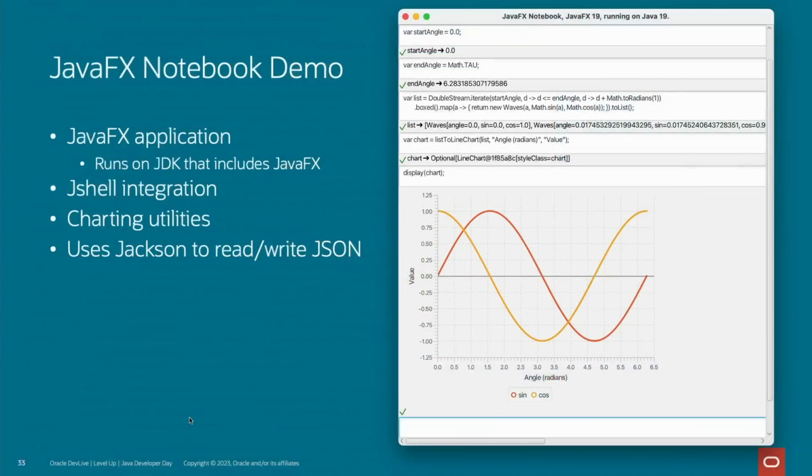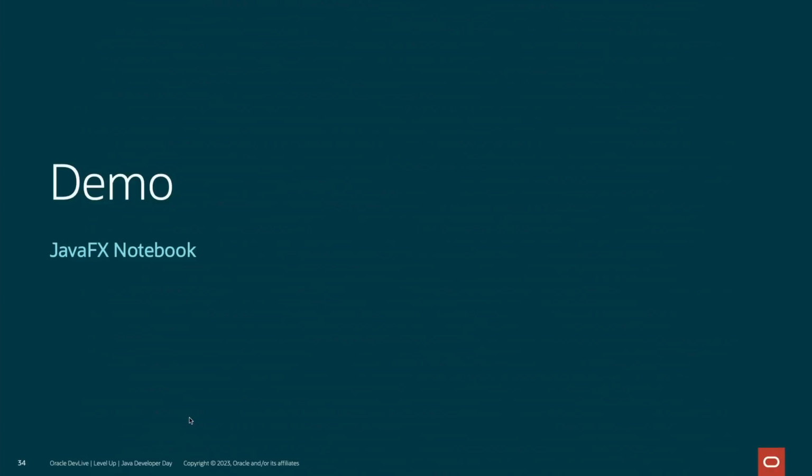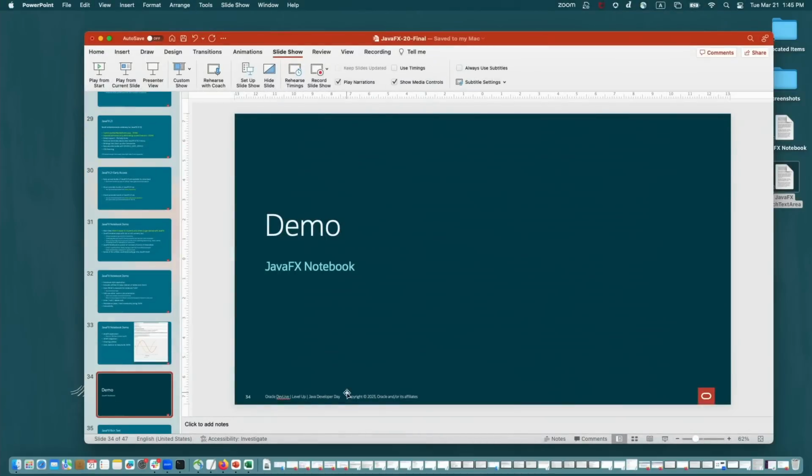So what I'm going to be running here is a JavaFX application, and it's run on top of a JDK. We're actually using JDK 20 GA, and we're using an early access version of JavaFX 21 to run this. It's got JShell integration, a few charting utilities, and a number of other convenience features. And it uses Jackson to read and write the JSON. And so with that, I'll start up the demo.